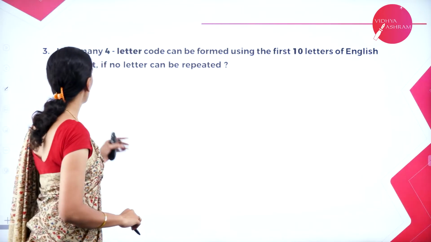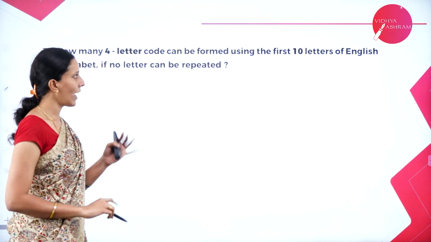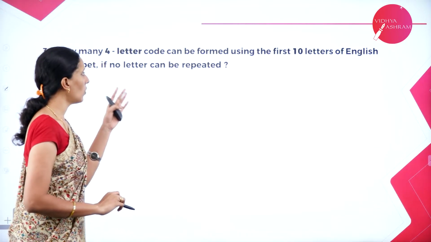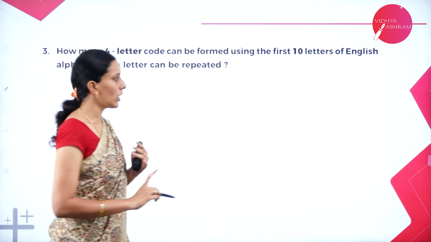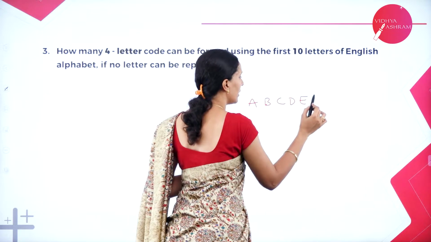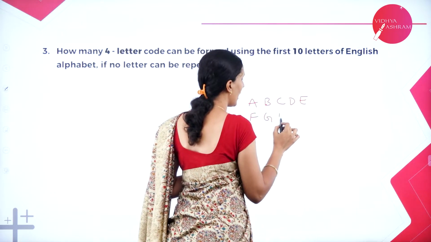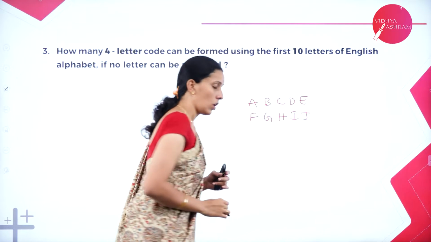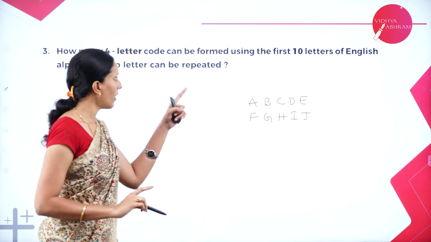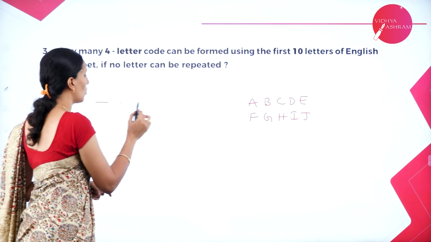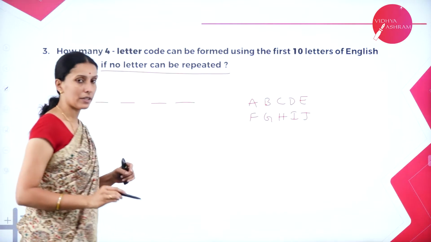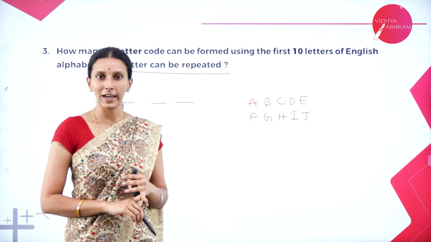Next question. How many 4-letter codes can be formed using the first 10 letters of the English alphabet if no letter can be repeated? So what are the letters we have? A, B, C, D, E, F, G, H, I, J. So these are the first 10 letters of the English alphabet. Now I need to frame 4-letter codes. They have said no letter can be repeated. I need to frame a code of 4 letters.